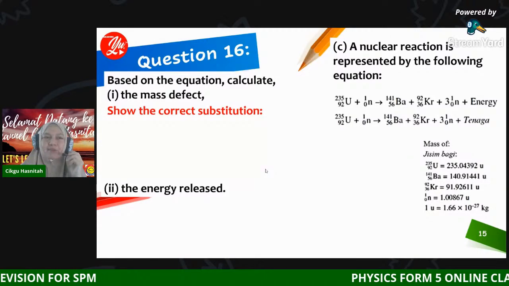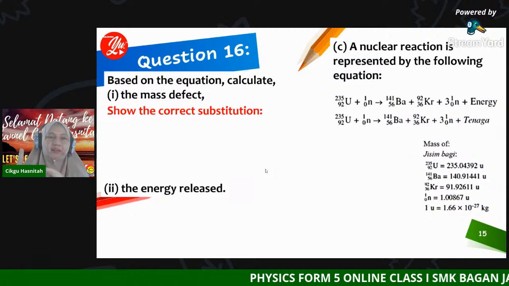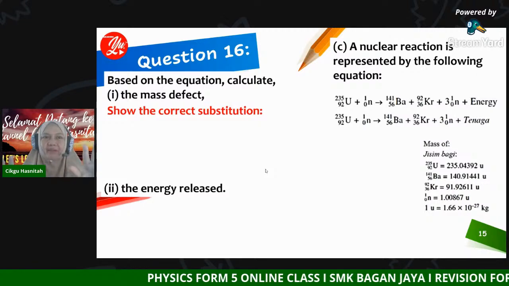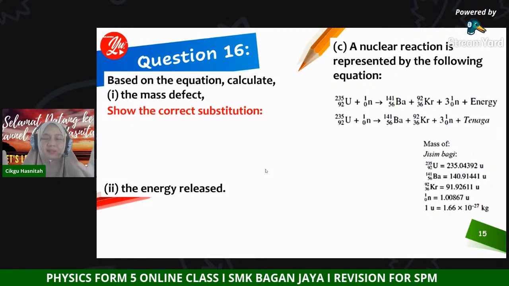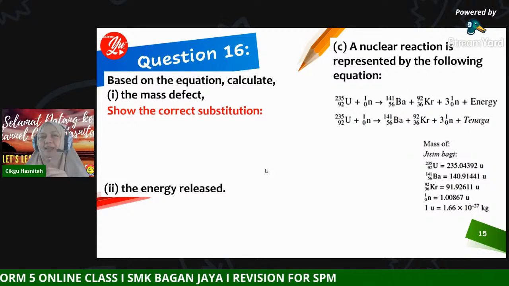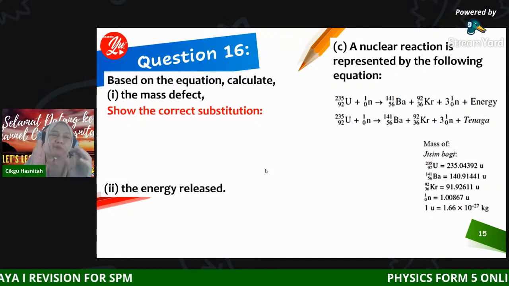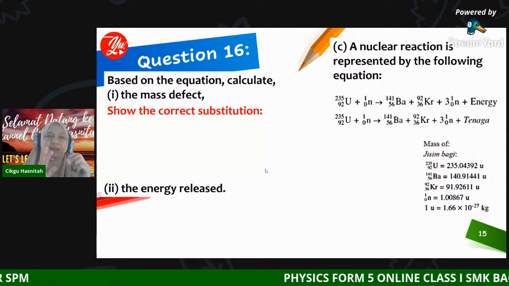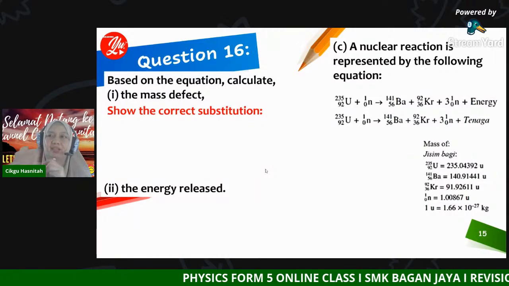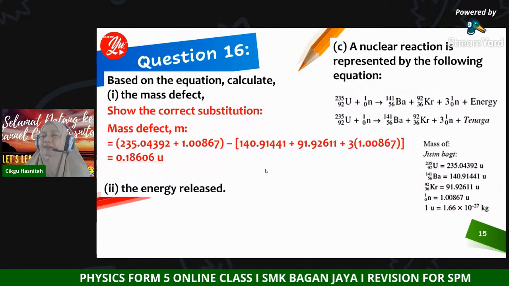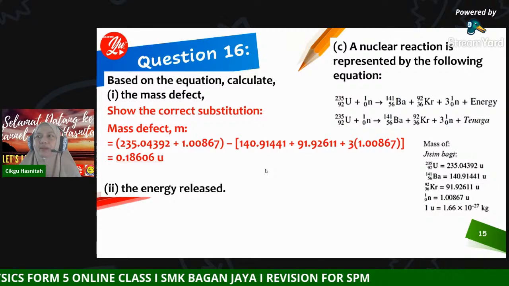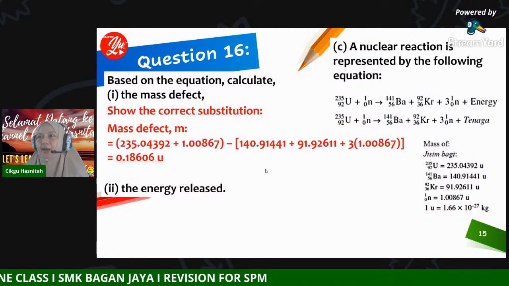So in this type of question, you must be very careful because we are playing with a lot of numbers. Don't miss even one digit of this number, and do your plus and minus carefully. All right. So this is how we count the mass defect.